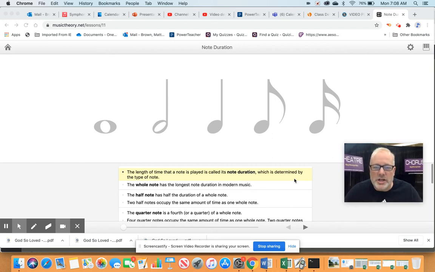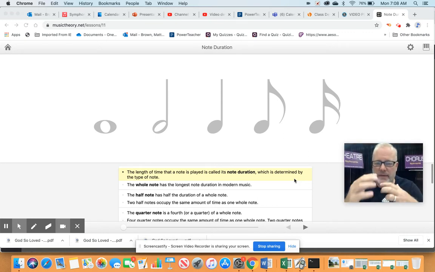Hey guys, going to talk a little bit about note duration. So we have been talking about notes on the staff. Now we're going to talk about how those notes on the staff then become a rhythm, which then becomes our song that we are singing. So we're just looking at the musictheory.net lesson, which is, I believe, one of the simplest and easiest ways to understand this, and it goes by pretty fast.